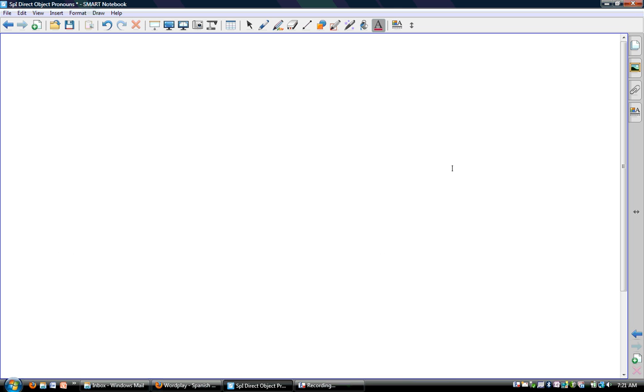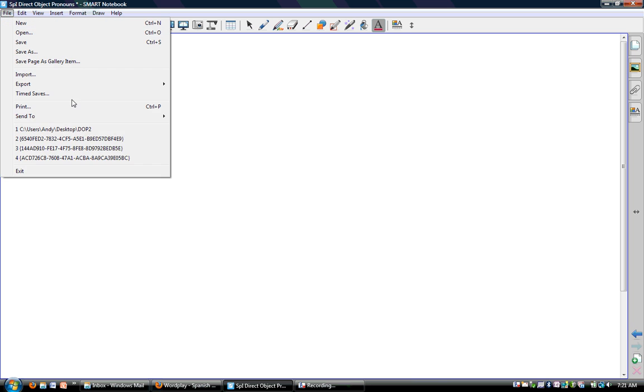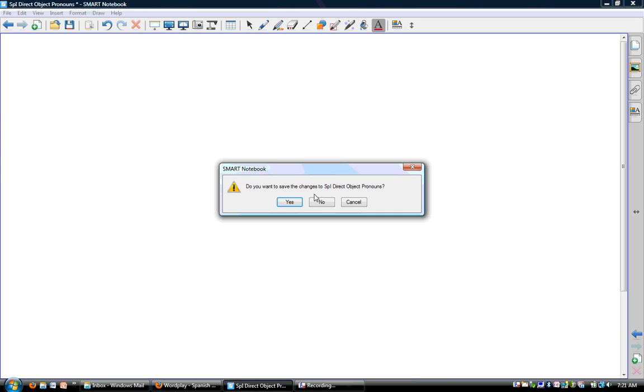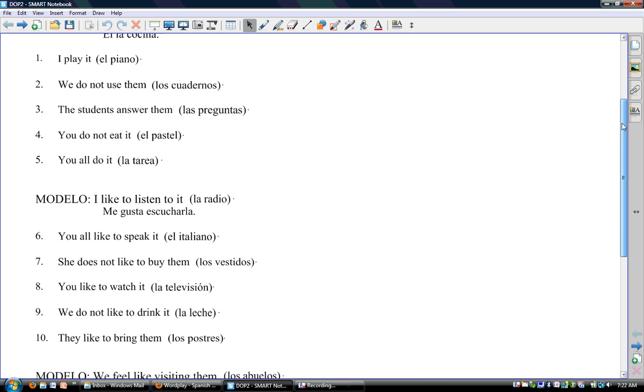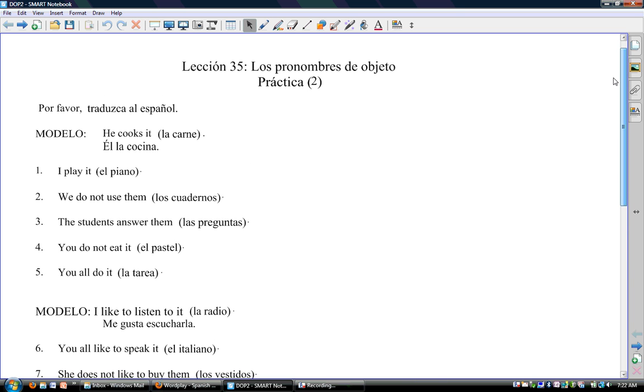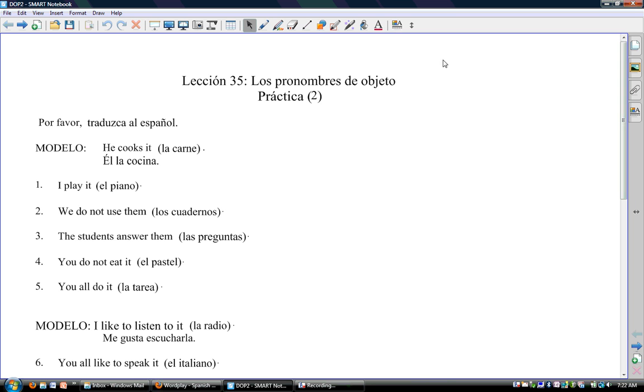Going on to the next activity. Oops, I don't have it in this file. I think I saved it in a different file here. This was a more challenging activity, and I don't want to spend a lot of time on it. I gave you several examples. All you were doing here was translating this and then making sure to use lo, la, los, or las in your translation. So again, you had to think about the verb endings that you needed and then put in lo, la, los, or las. I've given you some examples.